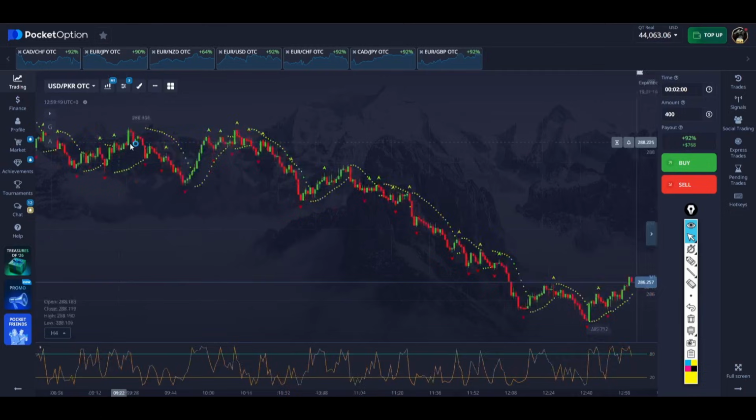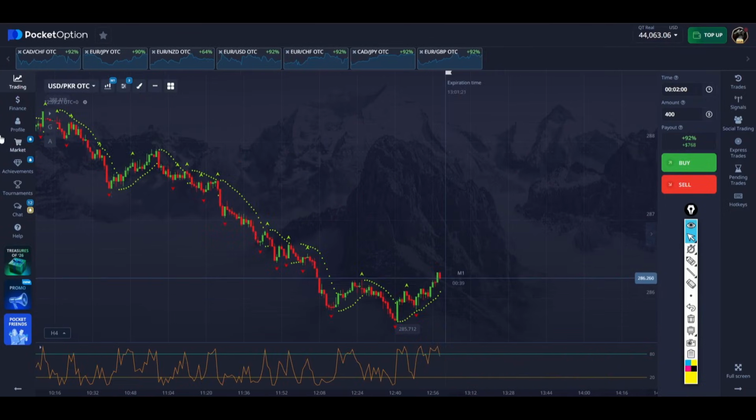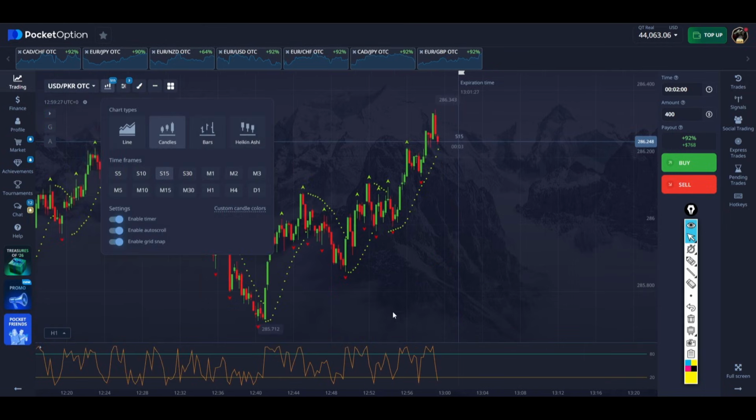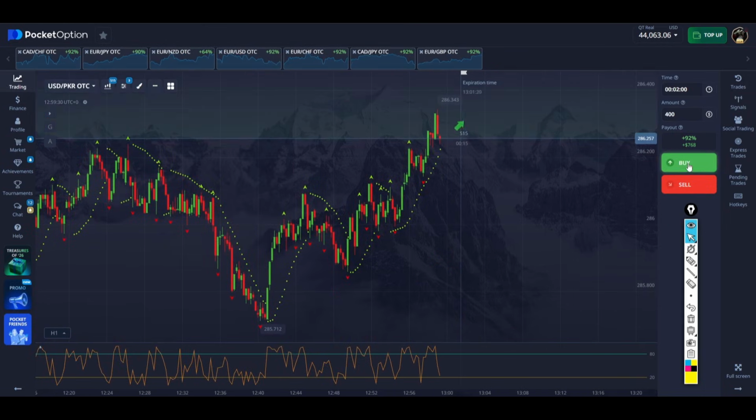There's an interesting setup on the US dollar Pakistani rupee pair. The overall trend is bearish, but I still see short term room for price to move higher, which is why I'm entering a buy position here.